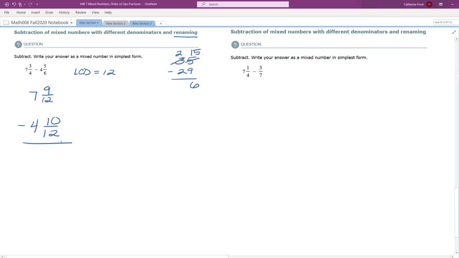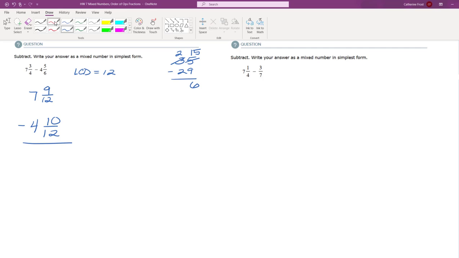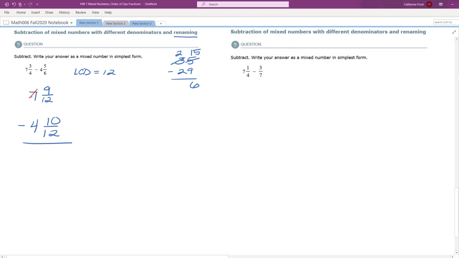9 minus 10 would be -1. And we don't want to have -1/12, and then 7 minus 4 would be 3, +3. We don't want to have a mixed number with two different signs. So we are going to borrow from the 7 and change this 9 to make it bigger. So let me use a different color. Okay, so if I borrow from the 7, it's going to become a 6, and I'm going to regroup that 1 whole into the 9/12.